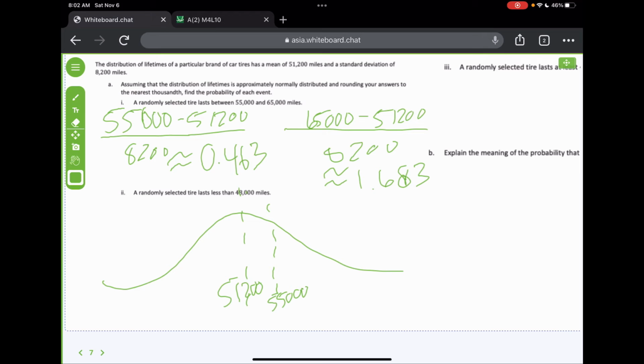55,000 is 0.463 away. And then 65,000 is 1.683 away from the mean. But all we're going to be looking at is what goes in between this.